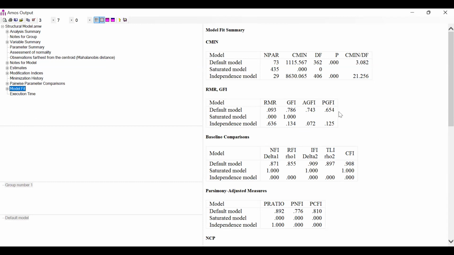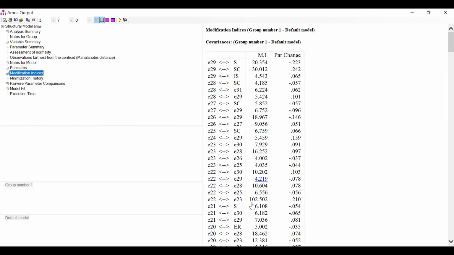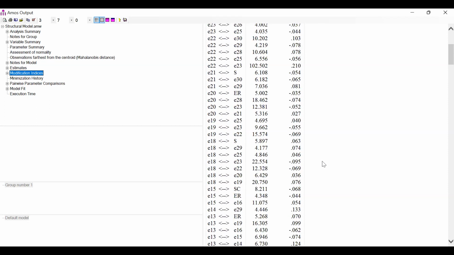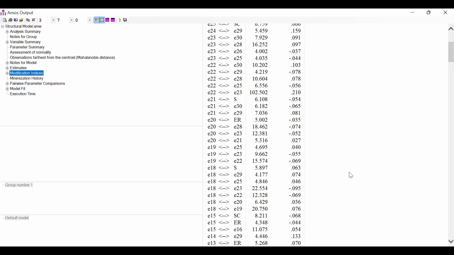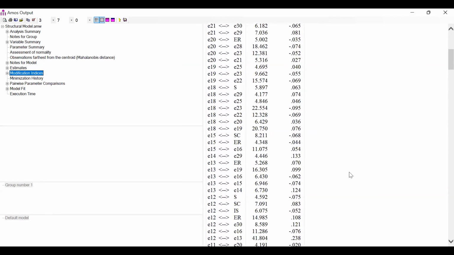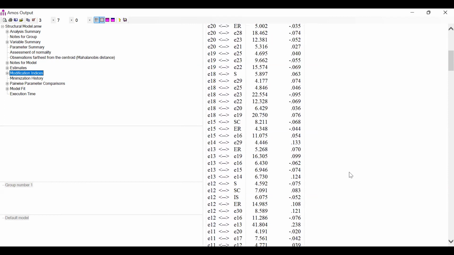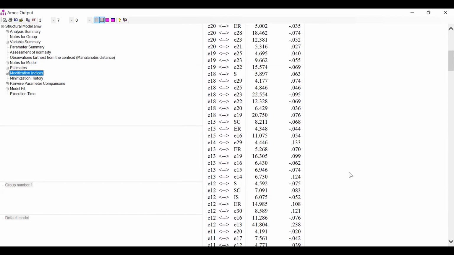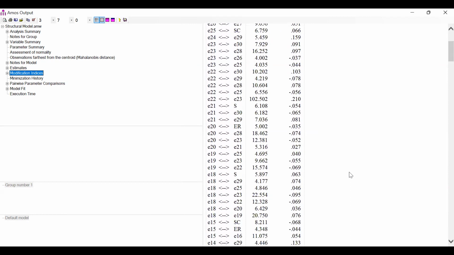And also, if the model fit is not good, as indicated in the last class, we look at the modification indices, where we look at the high values and try to correlate those errors so that the model fit indices improve. For example, in this case, E22 and E23 is quite high, and E18 and E23 is high. And then E18, E19, and E8, E9.